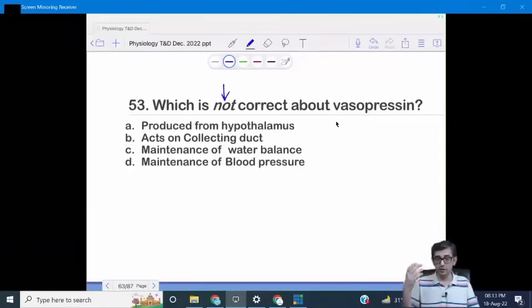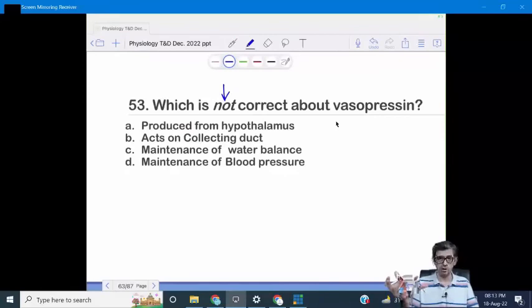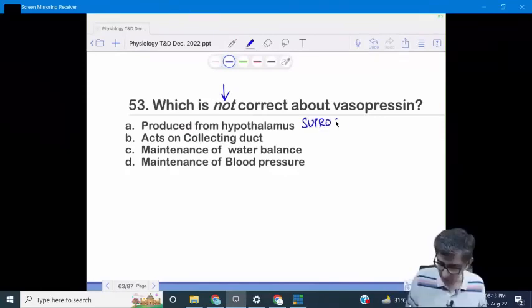Vasopressin is the main regulator with respect to water balance in the body. So vasopressin is produced from the hypothalamus. So this is correct, because we read that it is secreted from the posterior pituitary, but where is it formed? It is formed in the supraoptic nucleus of the hypothalamus. So option A is correct.